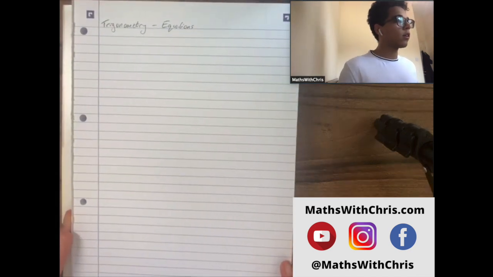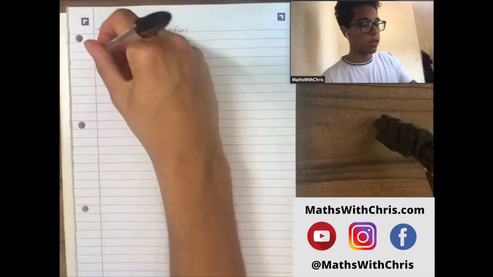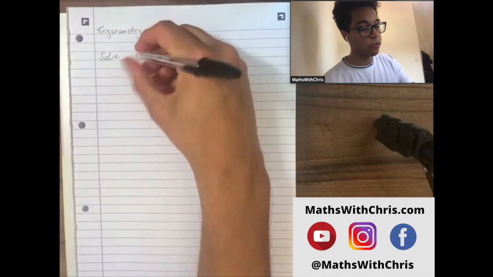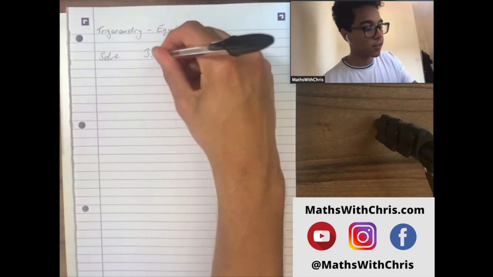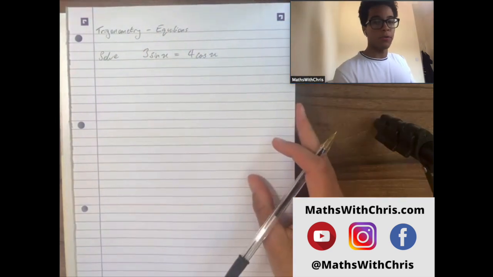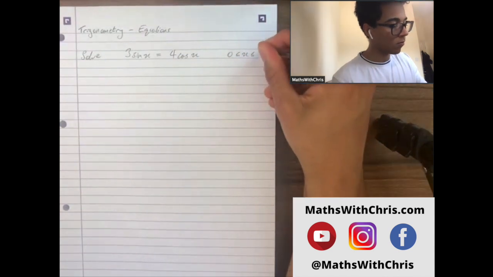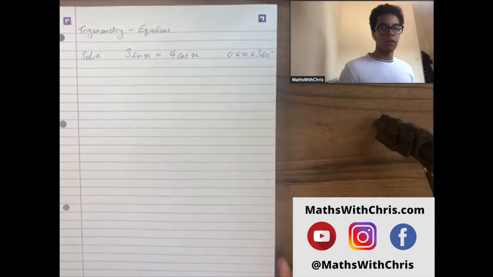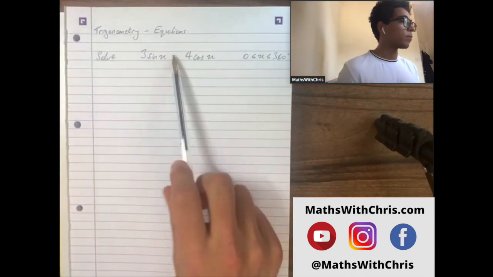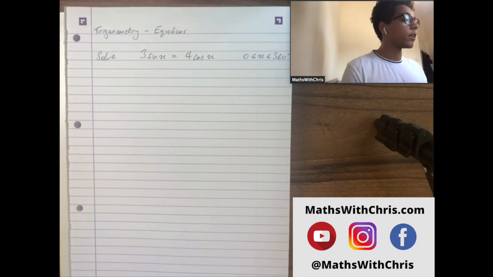So I think I might leave this one as a little exercise for you, and you can write your answer in the chat if you can do it. So solve 3 sine x equals 4 cos x between 0 and 360. So 3 times sine x equals 4 times cos of x. There should be 2 solutions. So write in the chat just to the nearest degree or to 1 decimal place, doesn't really matter, if you know how to do this.